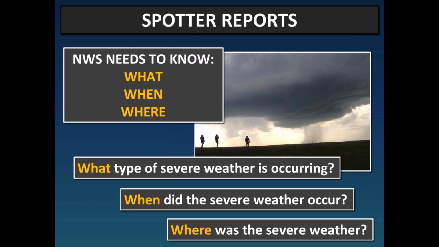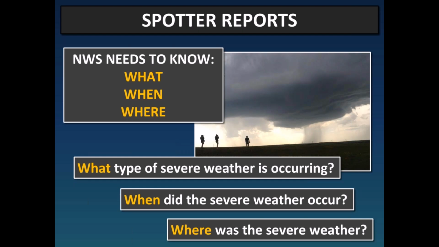When did the severe weather occur? So, is it currently occurring? Did it occur 15 minutes ago? That sort of thing. Or did it occur yesterday? Or in some cases, you don't know. I found the hail sometime after the storm passed. We can then use radar to estimate when it occurred. But if you do know or have an approximate time when things occurred, we want to know.